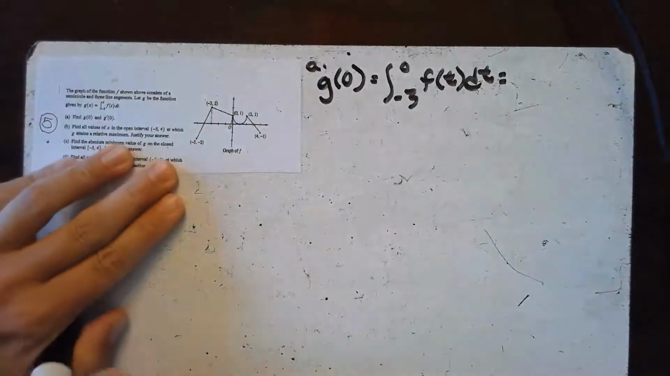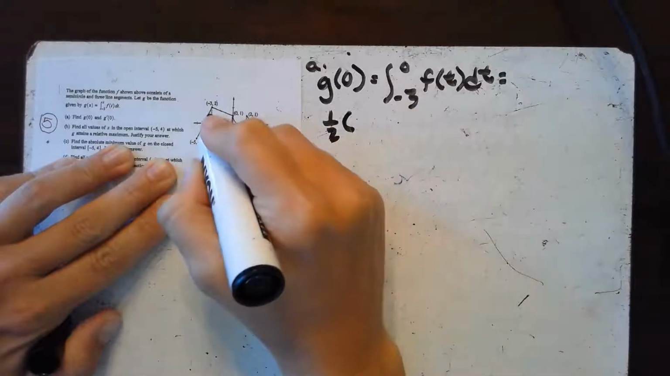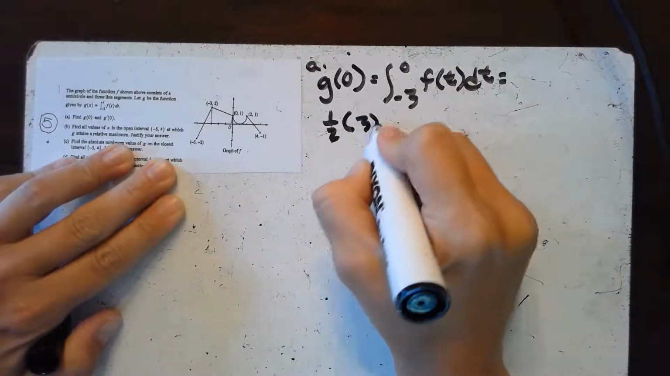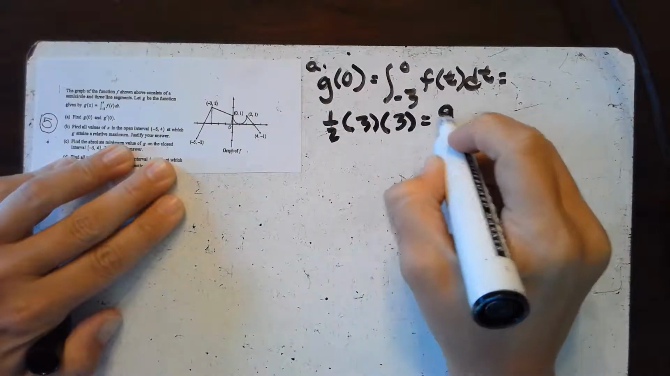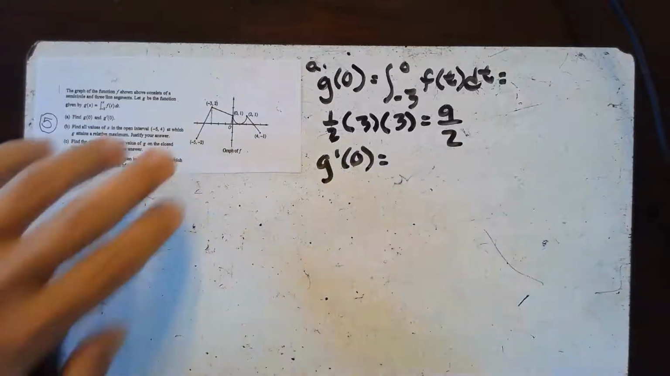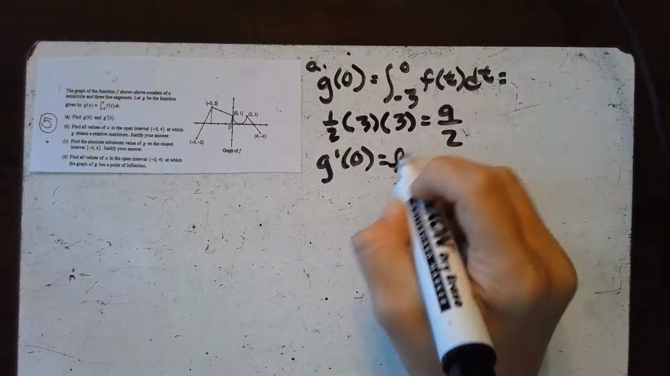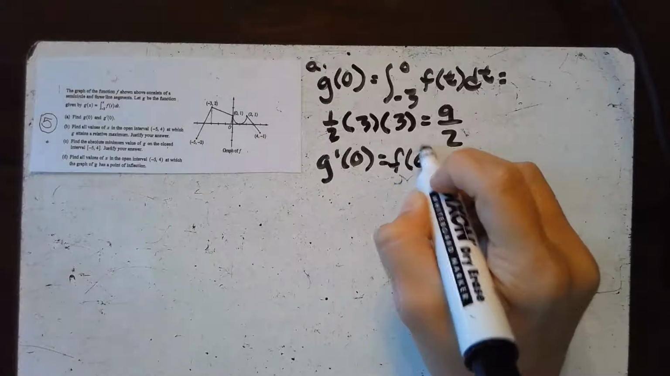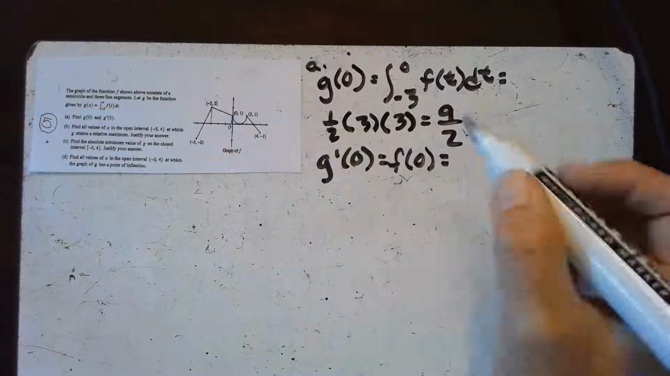So we're just going to say 1/2. The height is 3, and the base goes up to 2 and 1, for a total of 3. So this is 9/2. And then we say g prime of 0. Okay, g prime of 0 is basically, think f of 0. We want to know, and since this is a graph of f, what is that value? It's 1.